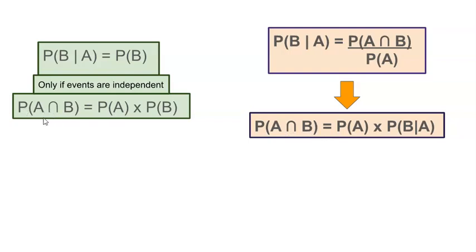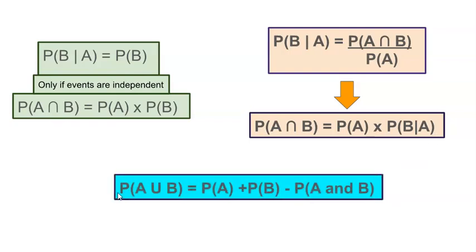So this formula for the probability of A and B only works if the events are independent. But this one will work all the time, because if the events are independent, then this would equal the probability of B. And since we're reviewing formulas, let's go ahead and remember that the probability of A or B equals the probability of A plus the probability of B minus the probability of A and B. This is the addition rule.